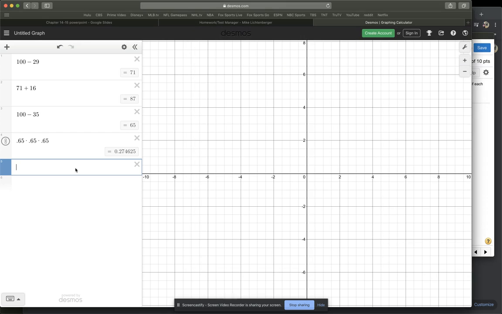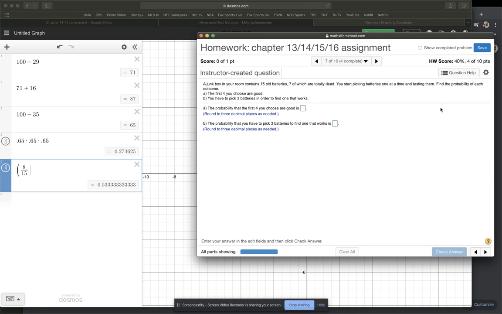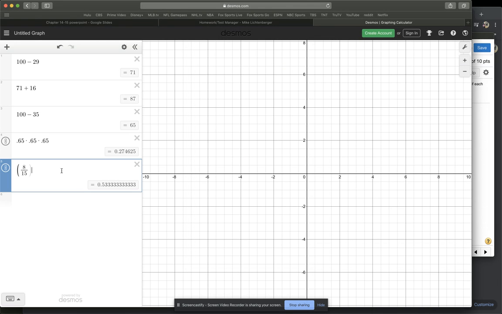So the first one being good is going to be 8 out of 15. Okay. Again, if 7 out of the 15 are dead, then just by pure math, 8 of them are good. So the first one being a good battery is 8 out of 15. The second one being a good battery is going to be 7 out of 14. Okay, because we're assuming without replacement. Okay, the third one being good is going to be 6 out of 13. Hopefully you're seeing a pattern here. And the fourth one being good is going to be 5 out of 12.